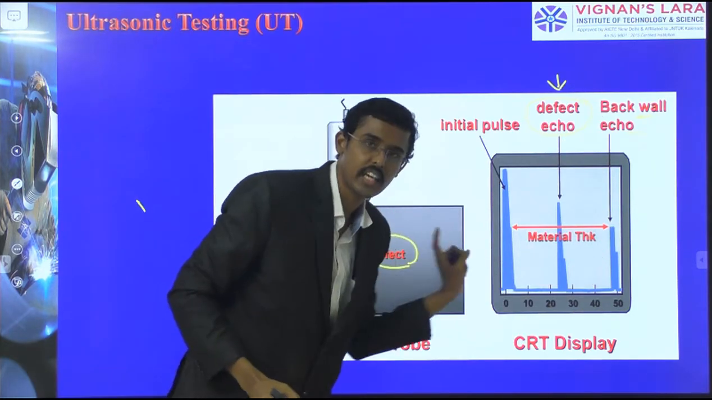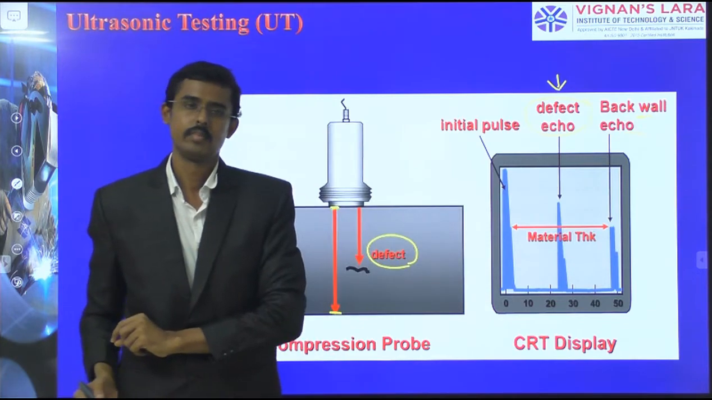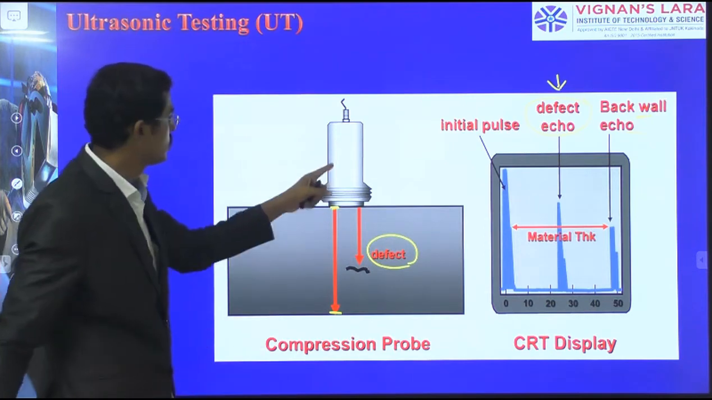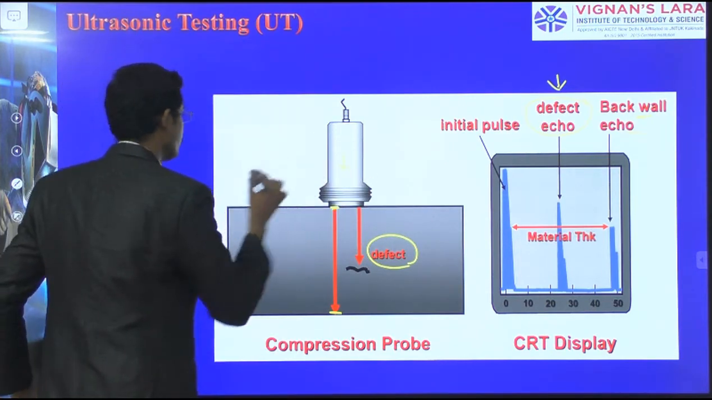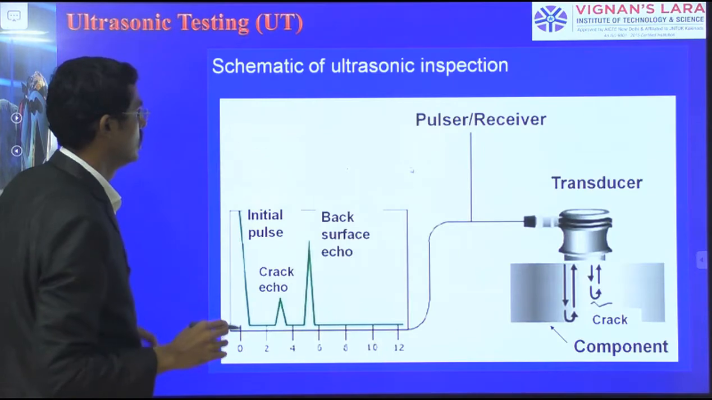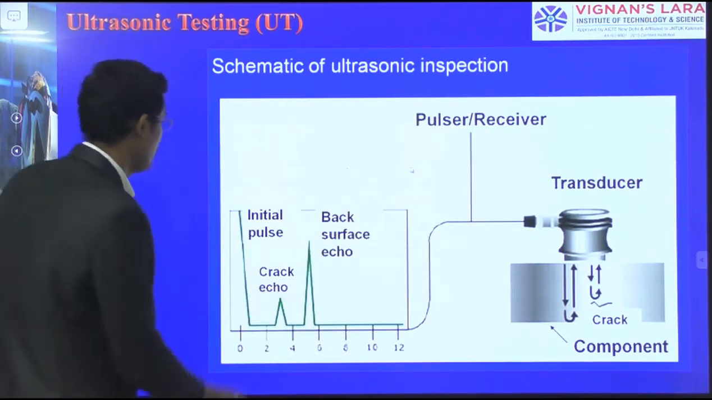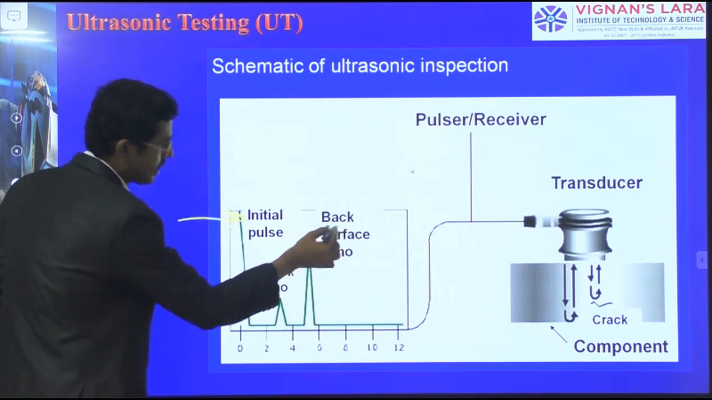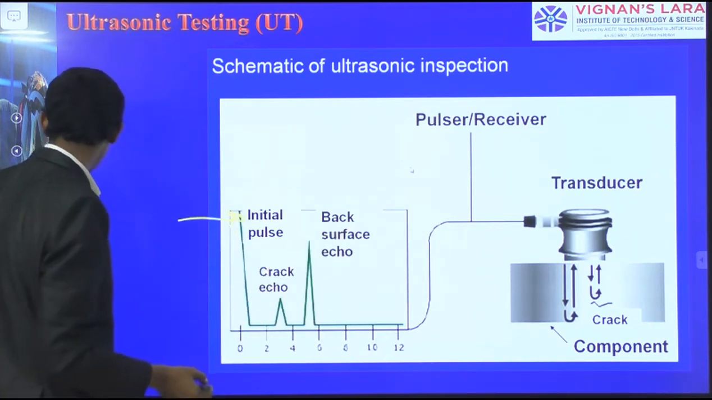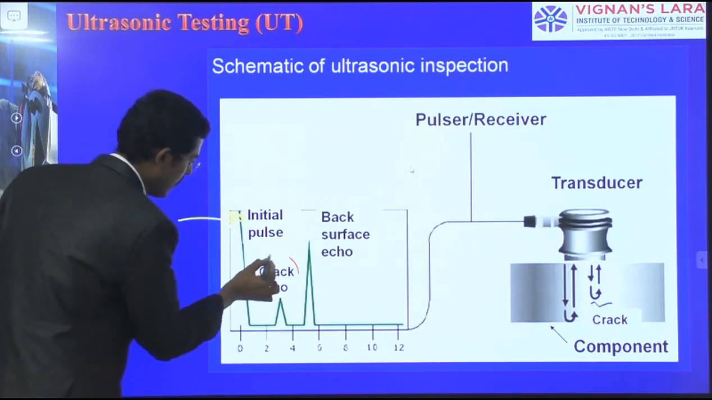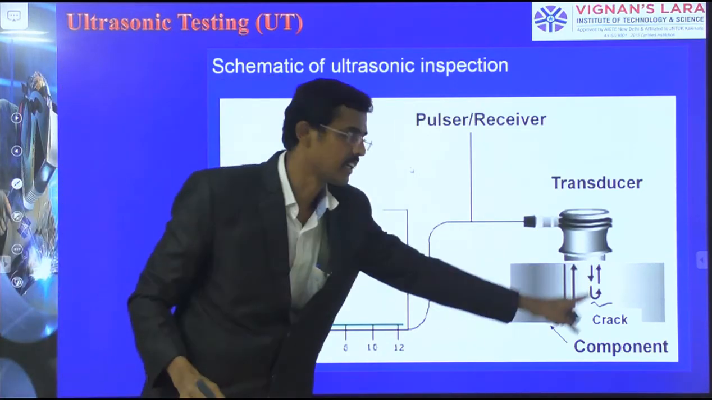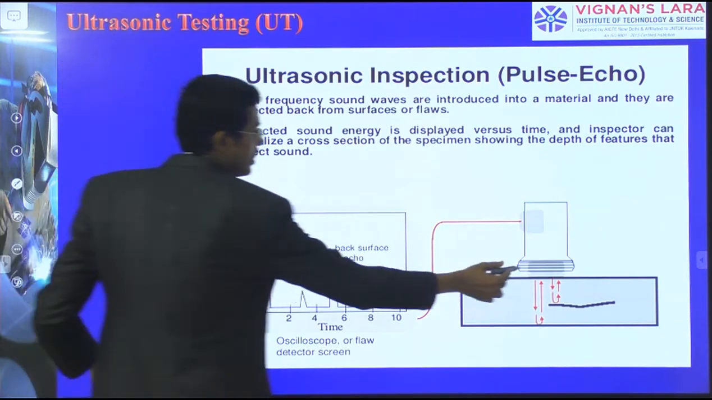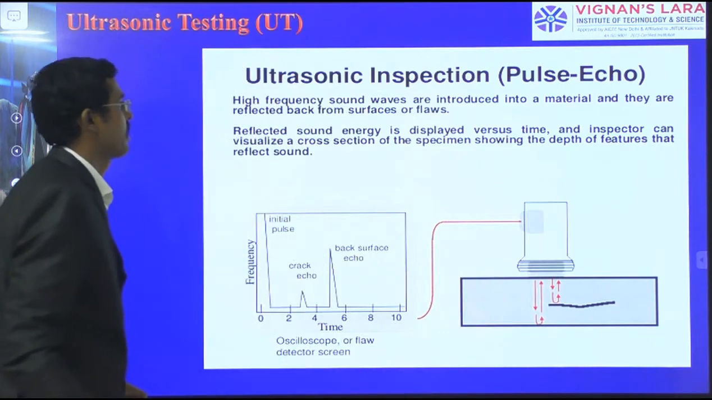I am considering this screen as the thickness of the material. In the CRT display, we can find this through the piezoelectric probe. See, a similar pattern: we have the echo. This one is the initial echo, and this one is the back surface echo, and in the middle we have the crack echo, which is detected and comes back. The same content I have marked in red to identify the defects.